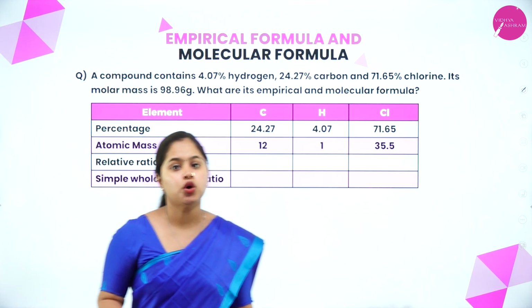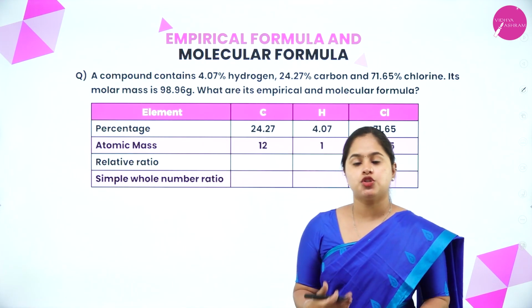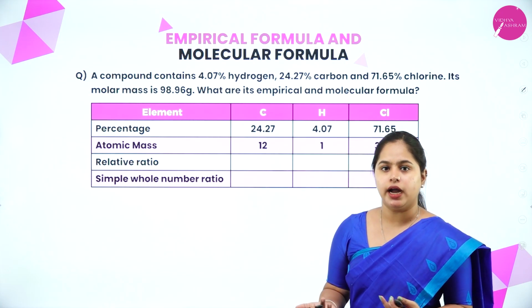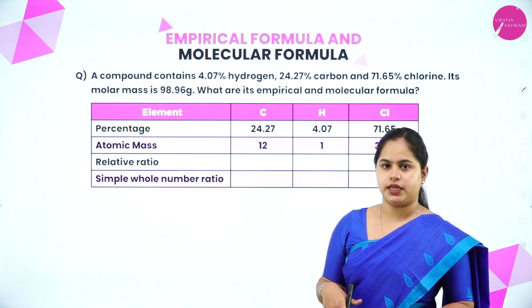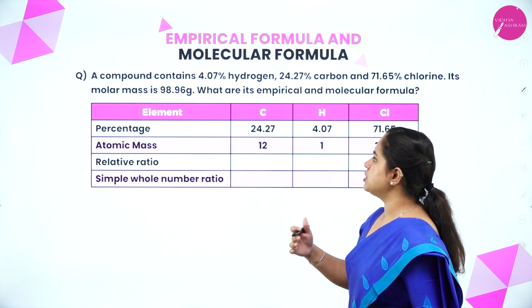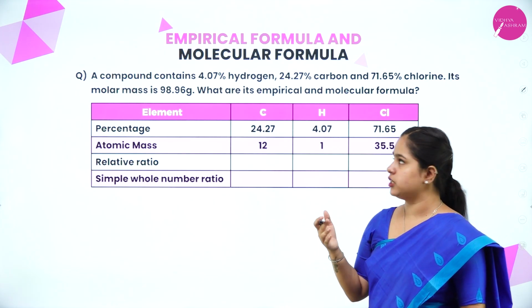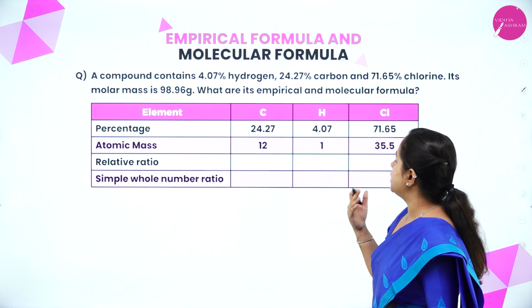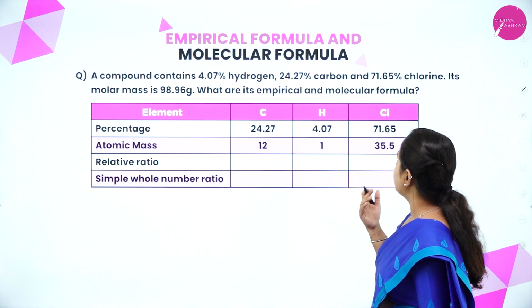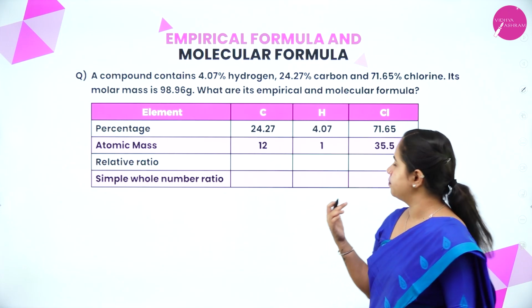So, let's do a question based on this. You will get a much clearer idea of how to calculate your empirical and molecular formula. The question says a compound contains 4.07% of hydrogen, 24.27% carbon and 71.65% of chlorine.